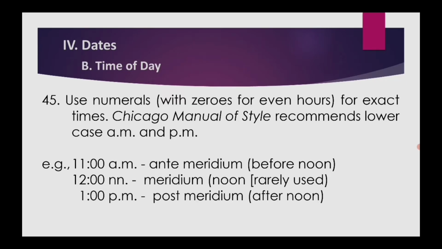For time of day, use numerals with zeros for even hours for exact times. Chicago Manual of Style recommends lowercase for AM and PM. Example, 11:00 AM. AM meaning ante meridiem or before noon. 12:00 noon, meridiem noon, which is rarely used because if it's 12:01, that's no longer noon, that's already PM. 1:00 PM, post meridiem, afternoon.